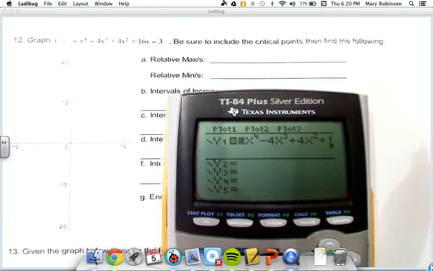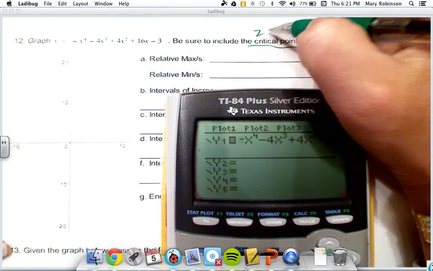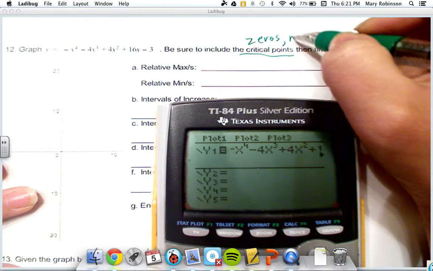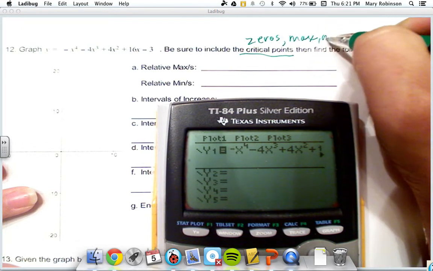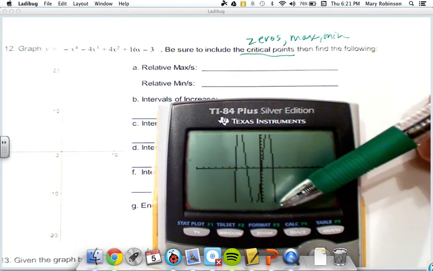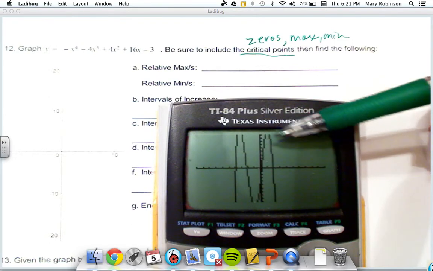Now, what you're going to have to make sure you do is locate all critical points. So remember that your critical points include your zeros of your function, meaning your x-intercepts, as well as any max and min values. Okay? So we're going to type it in our calculator and graph it. And remember that because we have a negative leading coefficient, it actually opens down. Problem is, it looks like we can't locate our max and mins right now with our window being what it is.